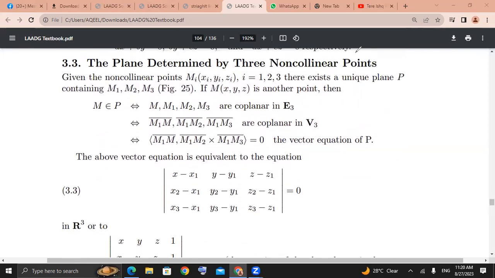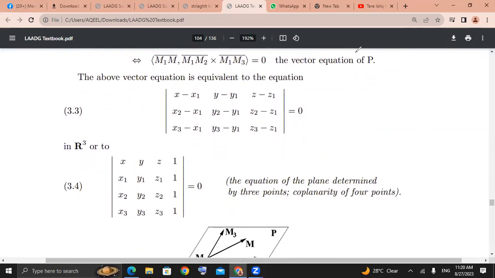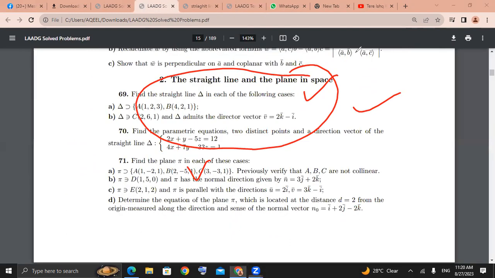Now we are going to the case when the plane is determined by three non-collinear points. Like he gives you 3 points, M1, M2, M3, then the equation determined by these 3 points is given by this formula. Is it clear? Yeah. Here you can use this formula or this formula. Because it's easier, you use this formula.